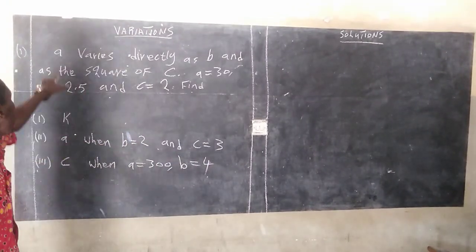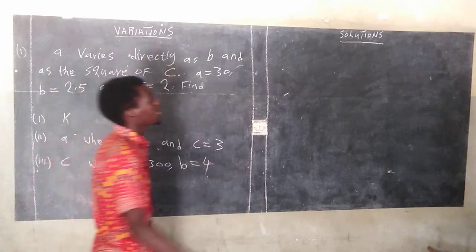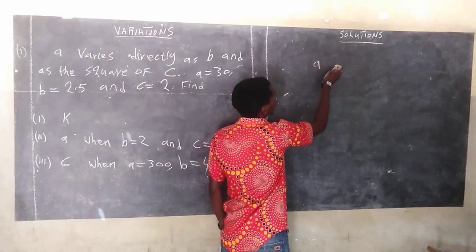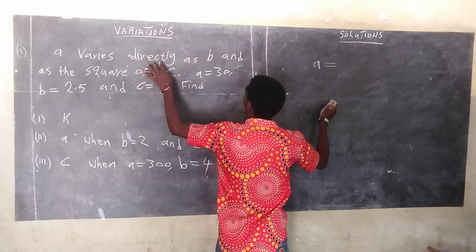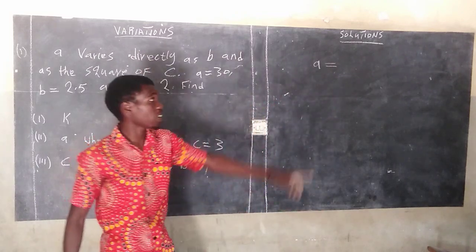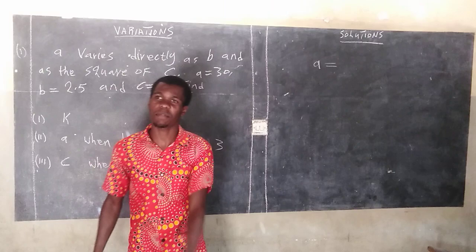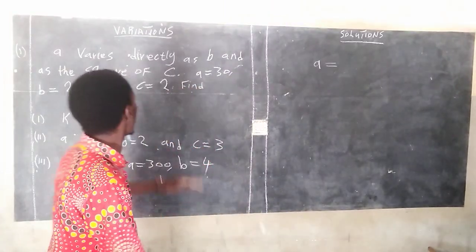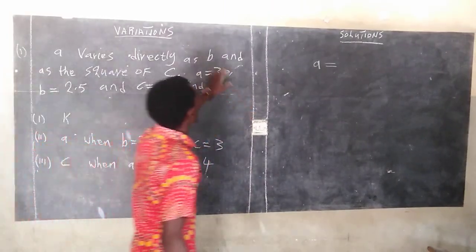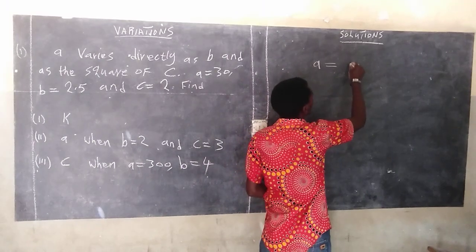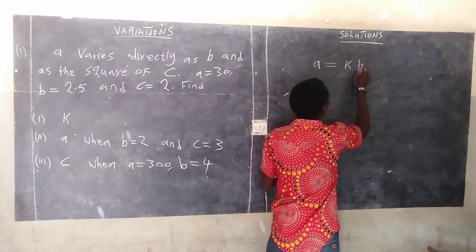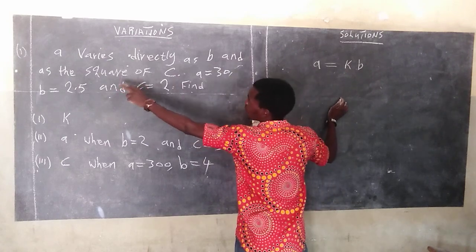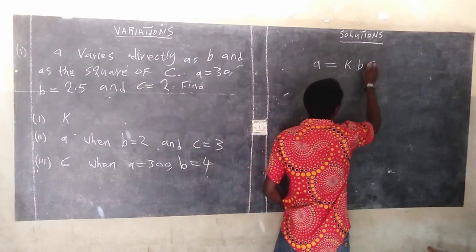So here I'm going to say A varies directly. Remember the meaning of the word directly. A varies directly as B, but k is constant, that is why I'm going to put my k times B. And as the square of what? C, meaning C is squared.